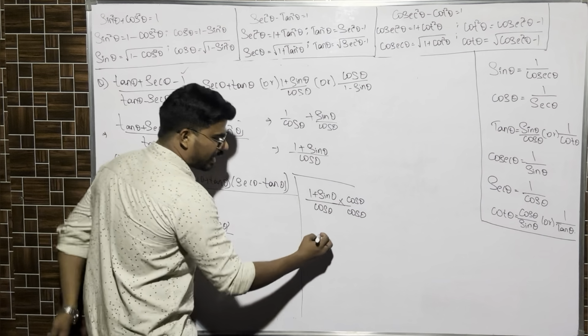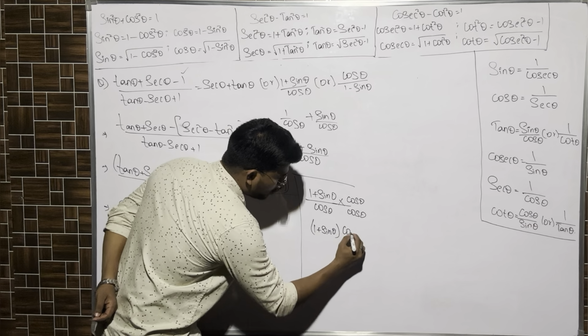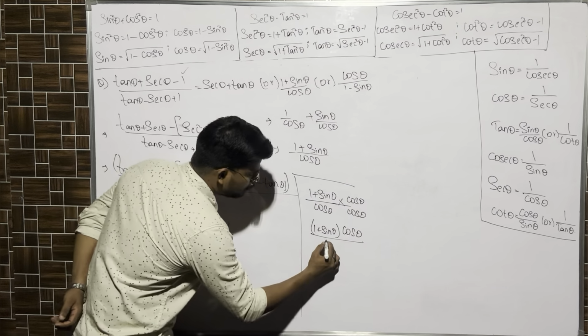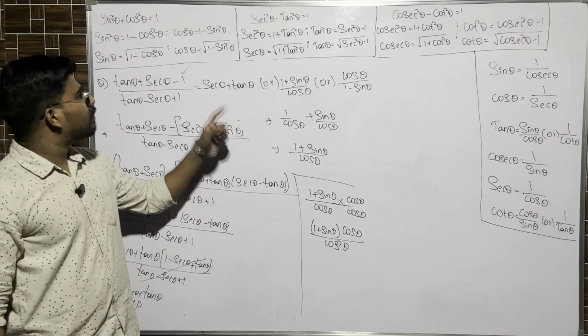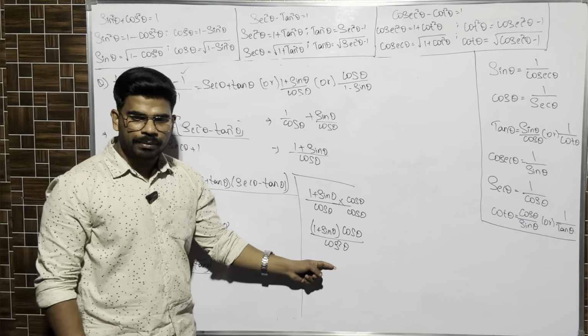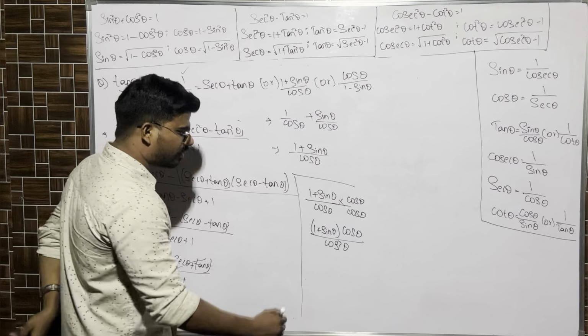Now 1 plus sin theta is as it is, into cos theta, divided by cos into cos, cos square theta. Cos square can be written as 1 minus sin square. Why am I converting into 1 minus sin square? Because I should get sin in the denominator. That's why cos is converted into sin.